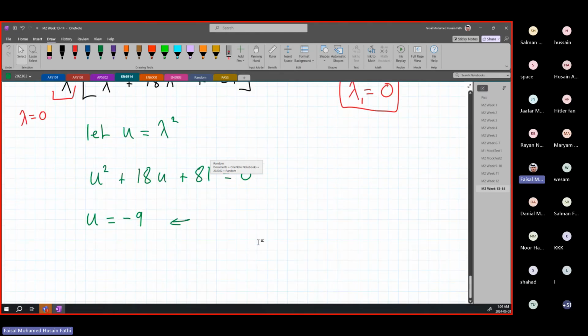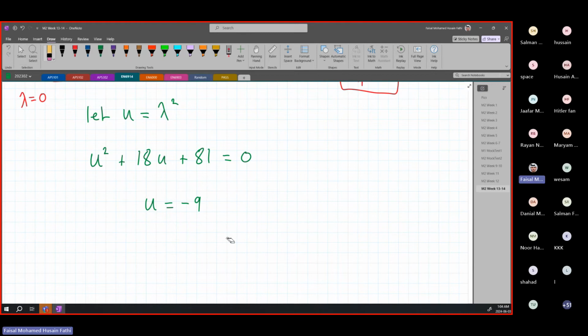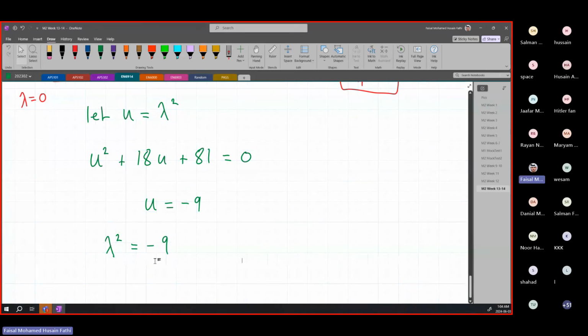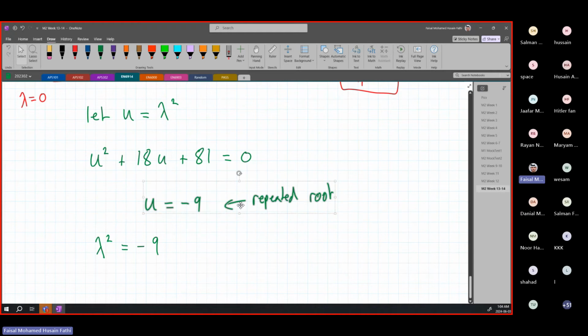Until now, we are just dealing with u. We know that u is equal to -9, and this is just one root. We only have one root for u here. Let us replace u by lambda squared. That means we now have lambda squared is equal to -9. Is this what we got now? We got that lambda squared is equal to -9, and we know that this is already a repeated root for our second case.